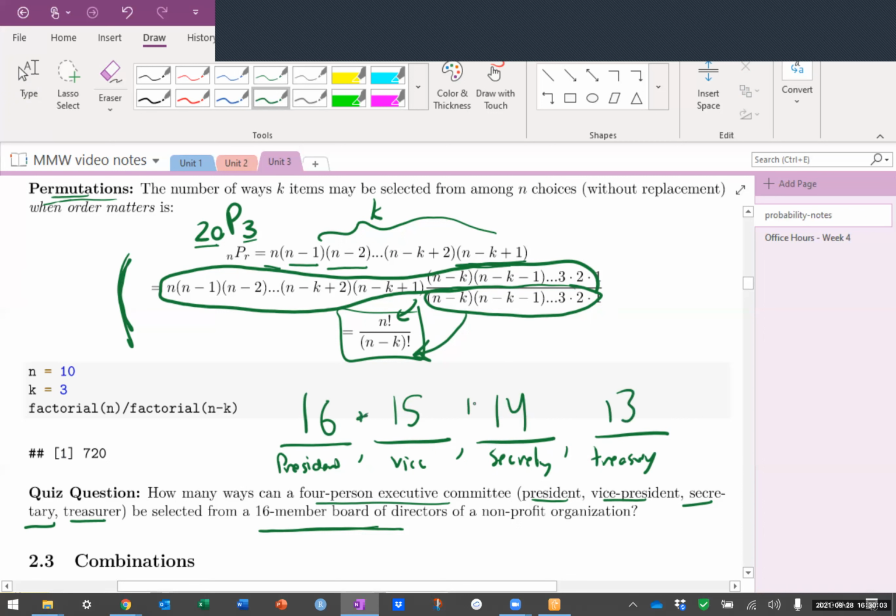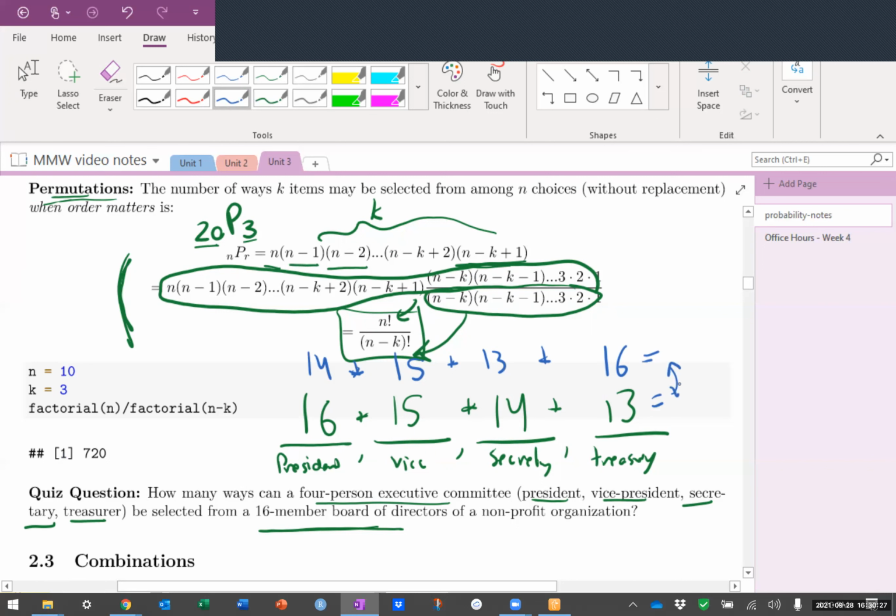If I were to multiply these all out, it's the same thing as saying, well, maybe I'm going to pick the secretary first, 16, and then maybe the vice president, 15, and then the president, 14, and so on. It's all the same numbers multiplied together, and you can rearrange it and see that it's going to give you the same number.